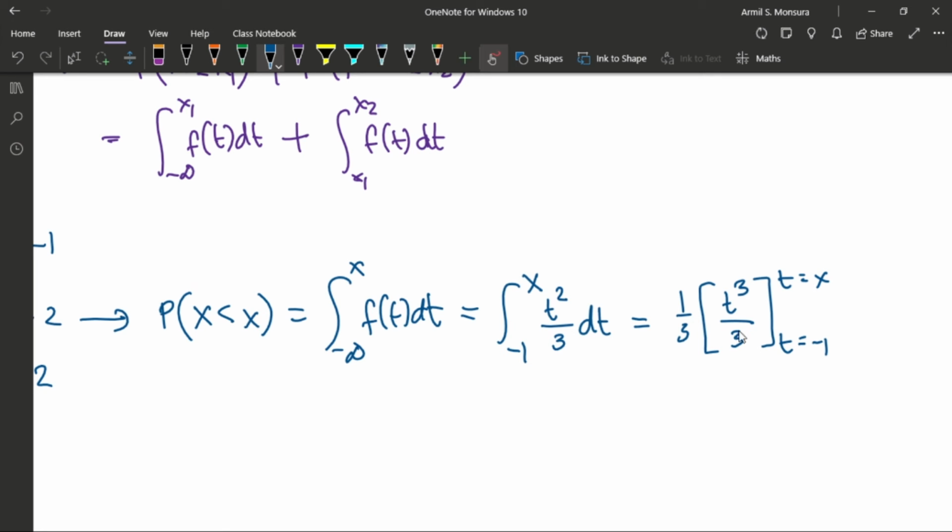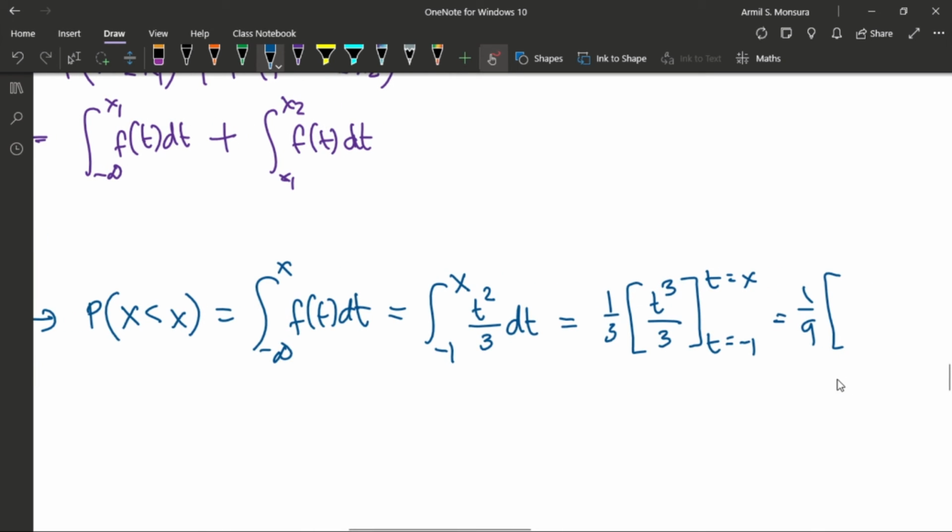And again, yung 3 dito, or yung 1/3 dito, pwede kong ilabas, making this to be 1/9. Then, substitute natin yung upper at saka lower limit. So, this becomes x cube, yung upper limit. Tapos, yung lower limit natin, minus negative 1 cube. Or simplifying, this is x cube. Negative 1 cube is negative 1. So, this is x cube plus 1. So, this is 1/9 times x cube plus 1.